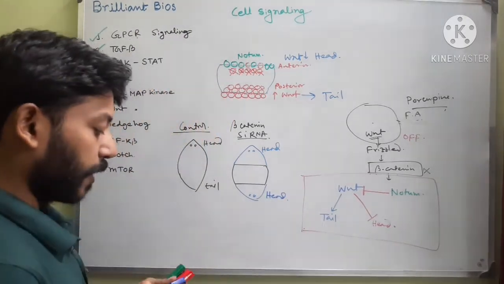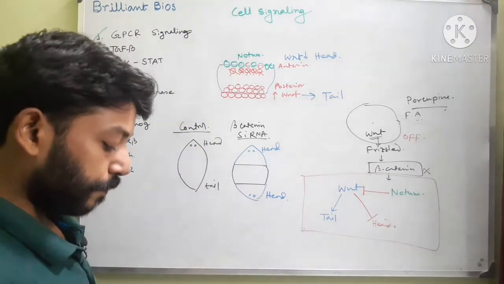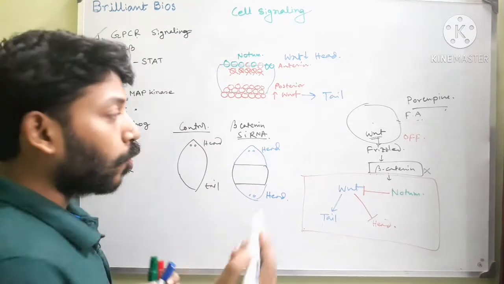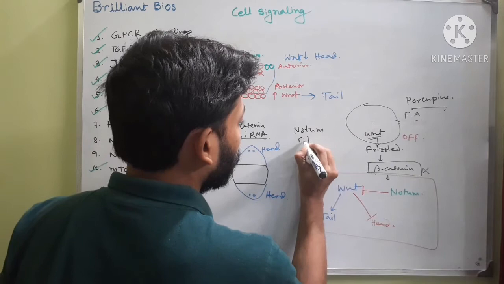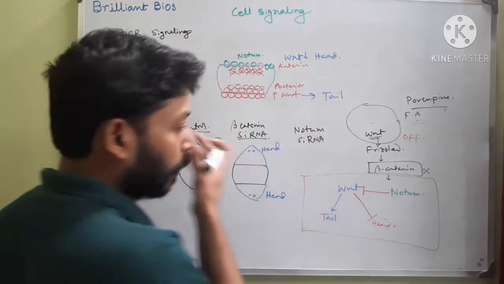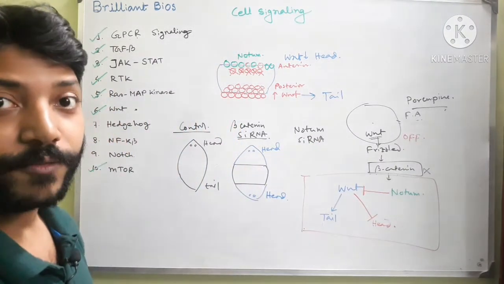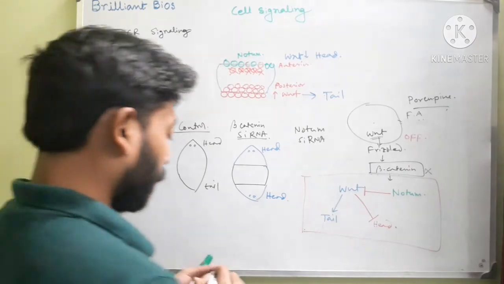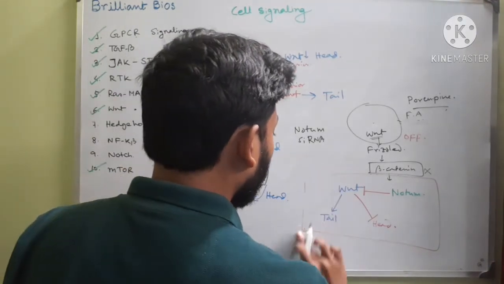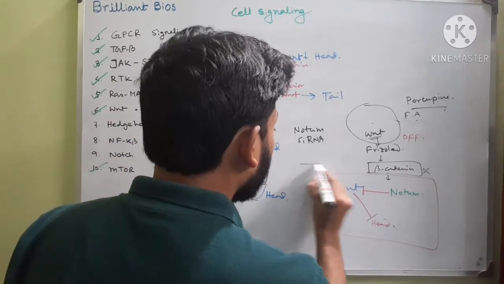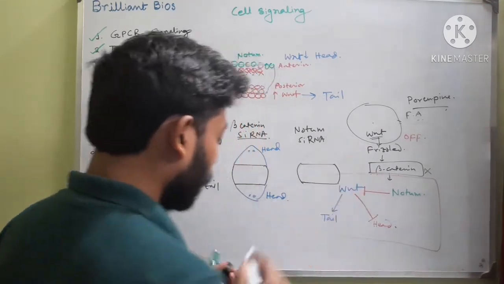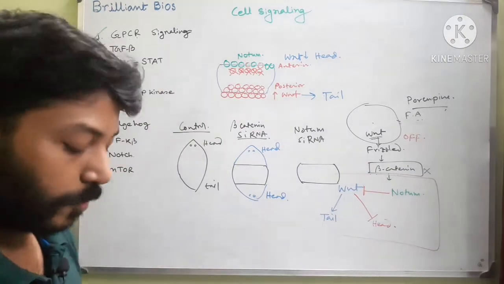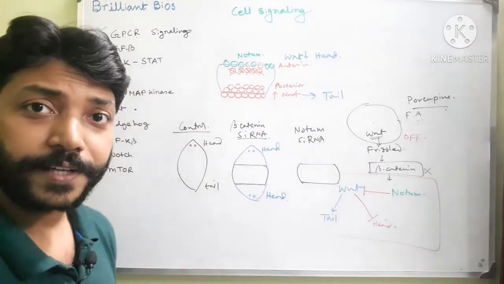Now another experiment, they introduced NOTUM siRNA, so that NOTUM will not be produced. And they found a very interesting fact. They found that from the upper segment, what will happen? Do you have any idea?